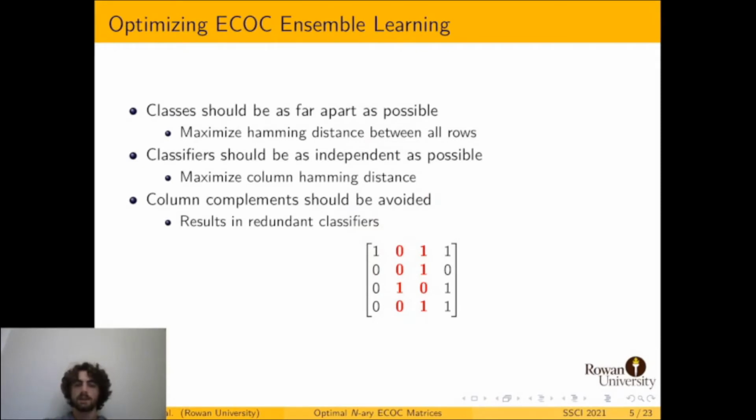In order to optimize this type of ensemble learning, we considered a few attributes which would be theoretically desirable in an ECOC matrix. First, classes that are farther apart are easier to distinguish, so it's important that rows of the matrix have the maximum Hamming distance possible. It's also important that classifiers are independent, because redundancy causes unnecessary computation, and it defeats the purpose of using multiple classifiers. A crucial note is that columns don't have to be identical to be redundant. For example, the 2 red columns of this matrix will result in the same classifier because they're complements of one another.